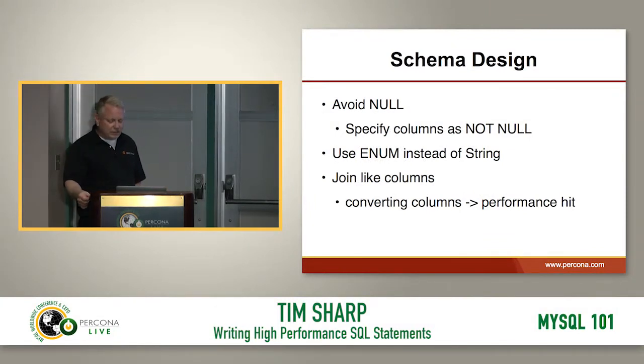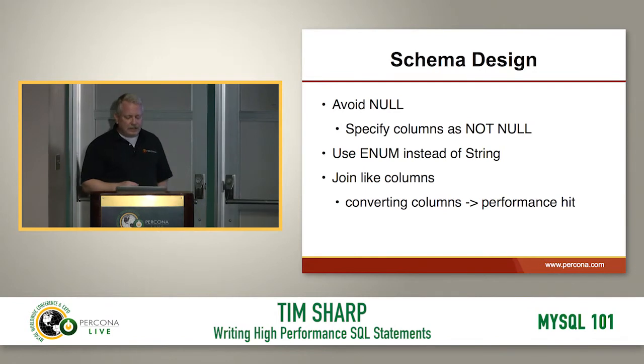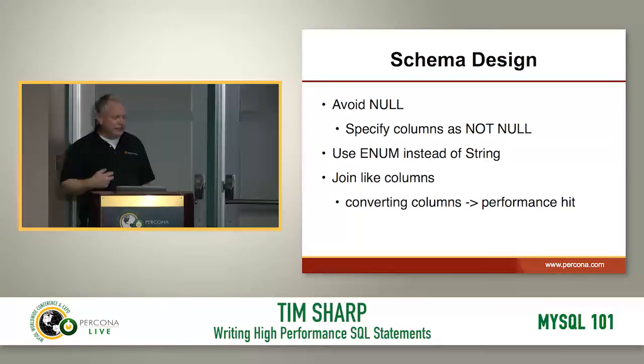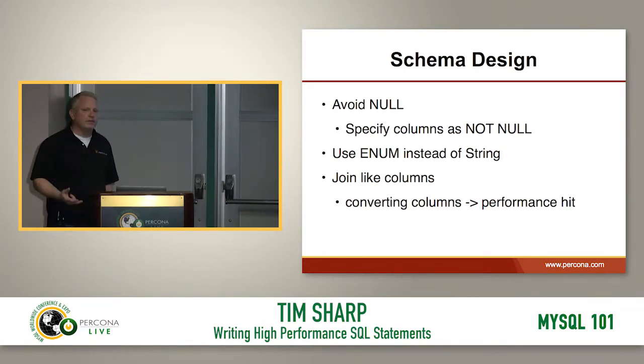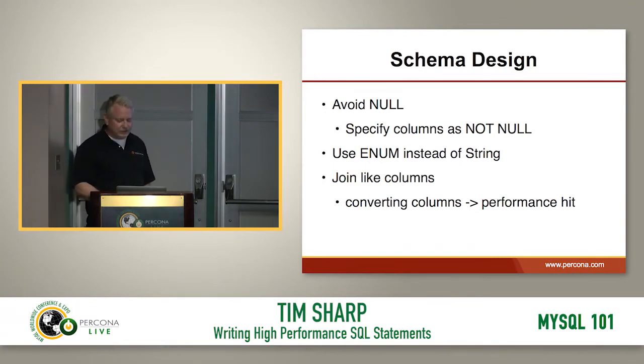Another mistake that's commonly made is that you're not defining your columns as not null. If you have nulls in your column set, the SQL optimizer actually has a lot of problems creating an execution plan. So a simple thing is just use not nulls. Another thing that you can use to optimize is use the enum type instead of a string. And finally, when you're joining columns, make sure that you're joining like columns so that you don't have to convert columns when you're joining in a query.